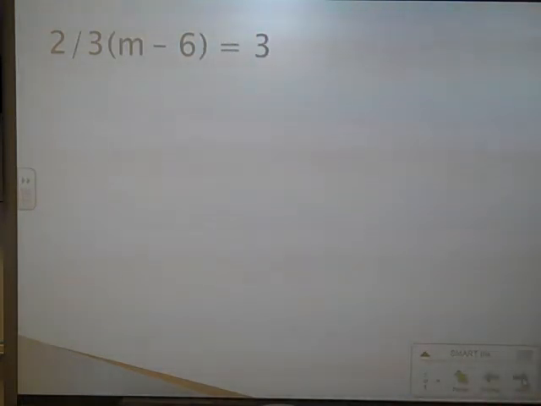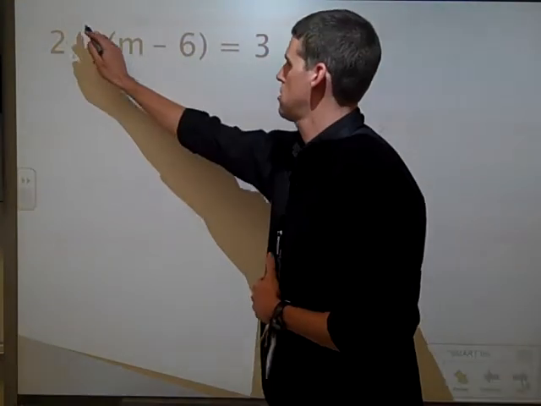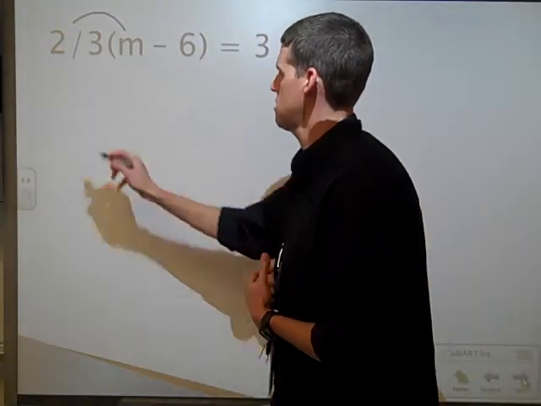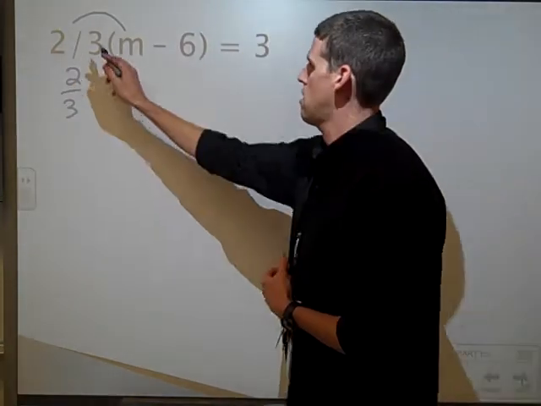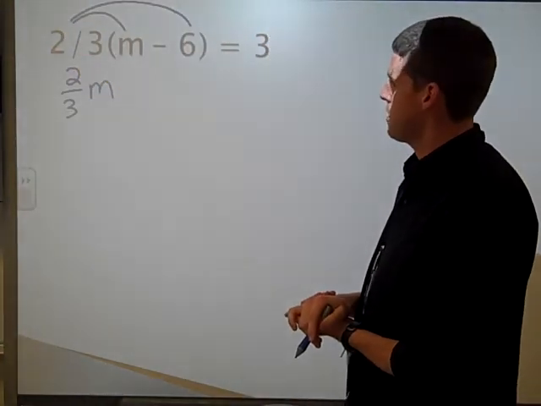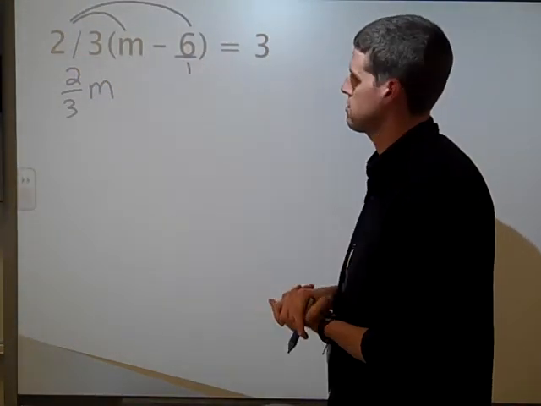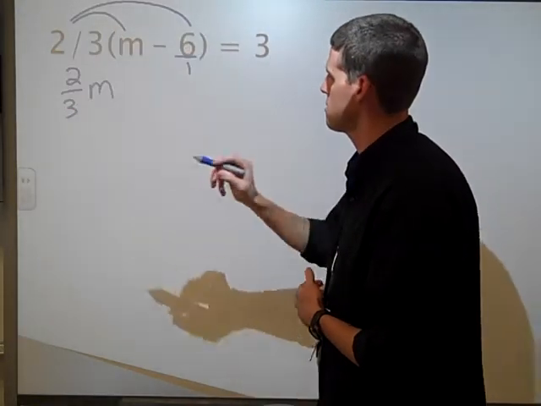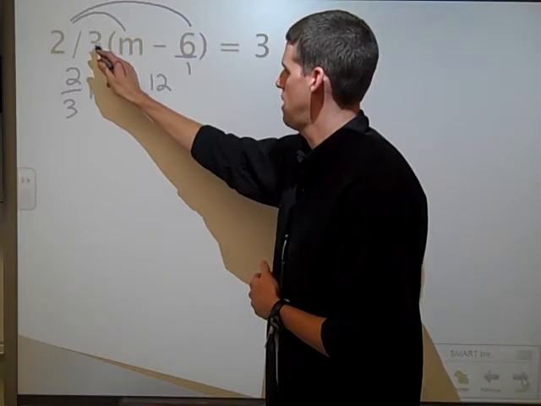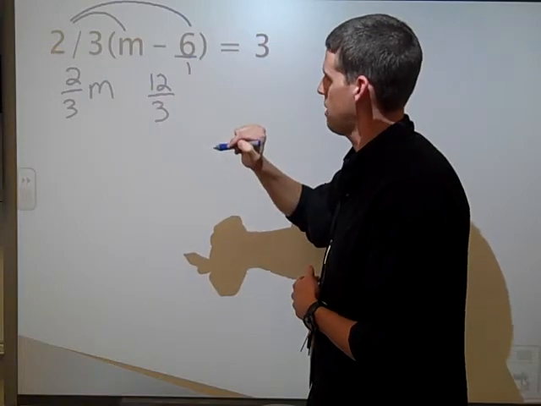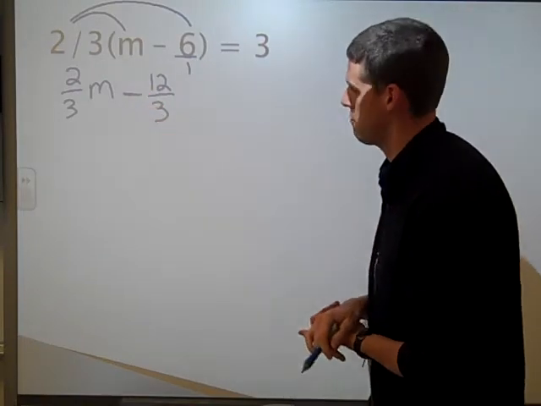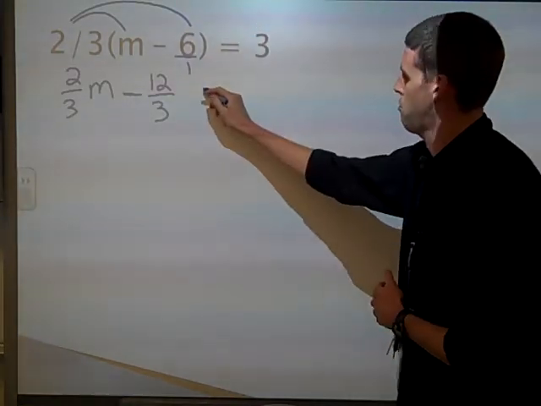Next problem we have is 2/3 times (m minus 6) is equal to 3. You can see we have parentheses, so we have to use our distributive property for this one. So 2/3 times m is nice and easy, it just becomes 2/3 m. Then our 2/3 times minus 6, I'm going to change 6 into a fraction. So I have 2 times 6 is 12, and then 3 times 1 is 3. It's a positive times a negative, so I have a subtraction symbol there for a negative. We'll put our equals 3 there.